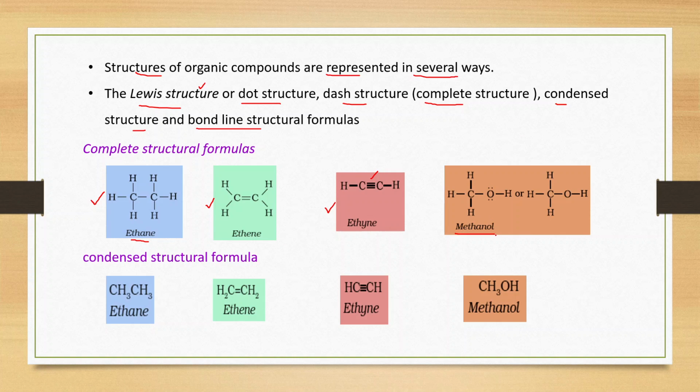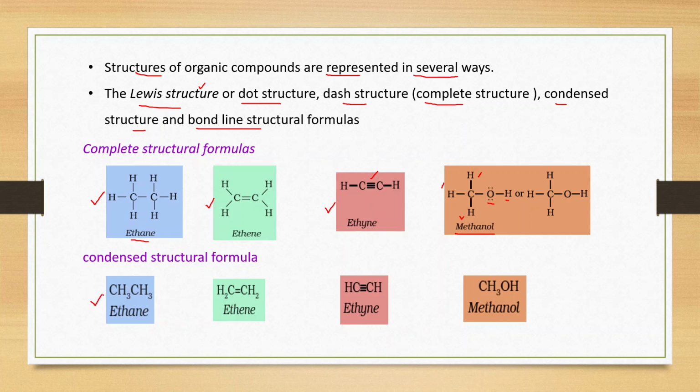This is methanol. This carbon is attached with 3 hydrogen atoms, and this carbon is also attached with the oxygen, and this oxygen is attached with this hydrogen. All bonds are represented by dashes. Clear? Now, if these dashes are removed, then we will get the condensed structural formula like this.